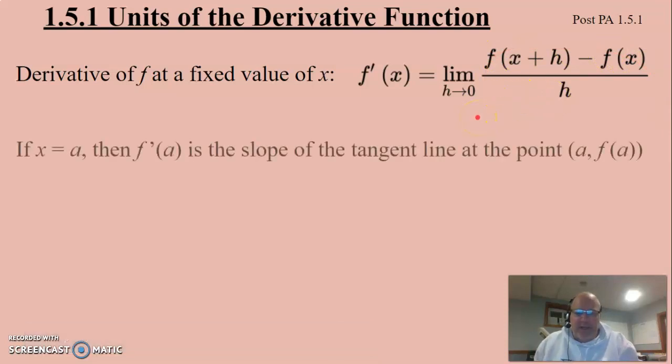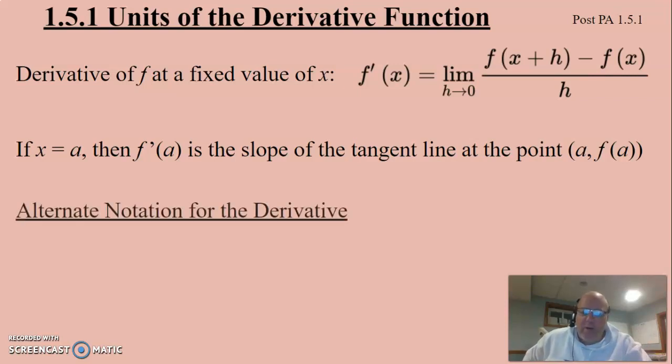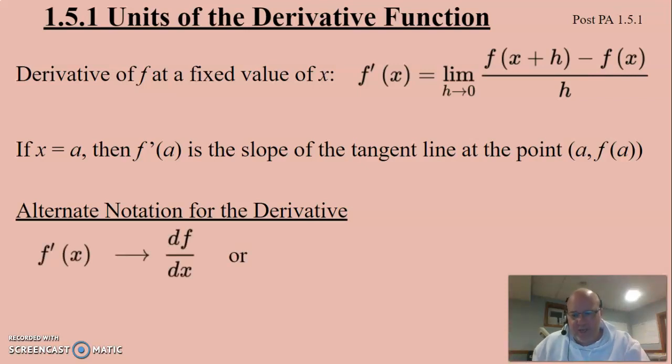If we relate this to a graph, we know that if x equals some point a, then f prime of a represents the slope of the tangent line at that point, specifically at a, f of a. Now, the way we have been showing this is we've been using f prime of x. That's been our derivative notation.